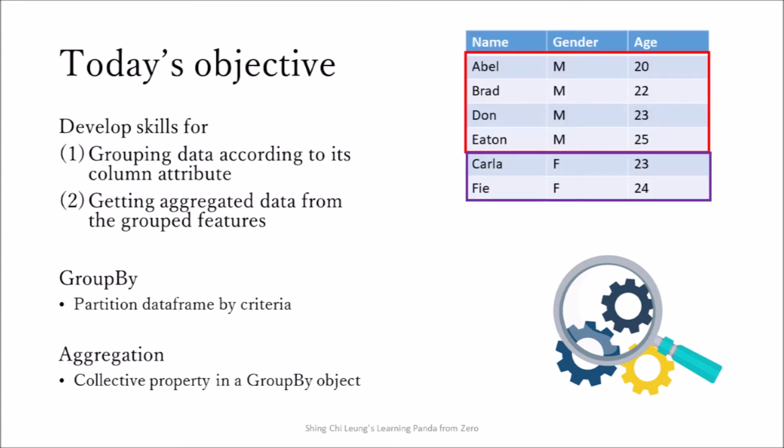Let's take a look at the example of the fiducial data frame on the top right-hand corner. It contains the name, gender, and age of some staff in the company. One way we may partition the data frame can be by the gender, just like the entries surrounded by the red and purple boxes. We can ask Pandas to segment the data frame into two according to the gender. And then we can find some aggregated quantities in each box, for example, the average age.